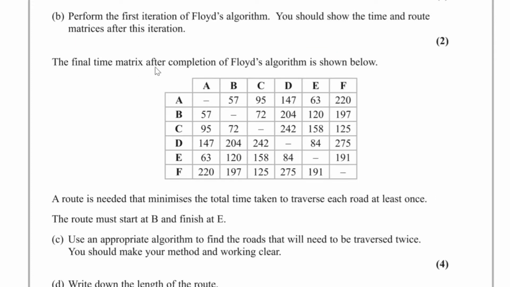The final time matrix after completion of Floyd's algorithm is shown below. A route is needed that minimizes the total time taken to traverse each road at least once. The route must start at B and finish at E. For part C, we have to use an appropriate algorithm to find the roads that will need to be traversed twice. You should make your method and working clear.